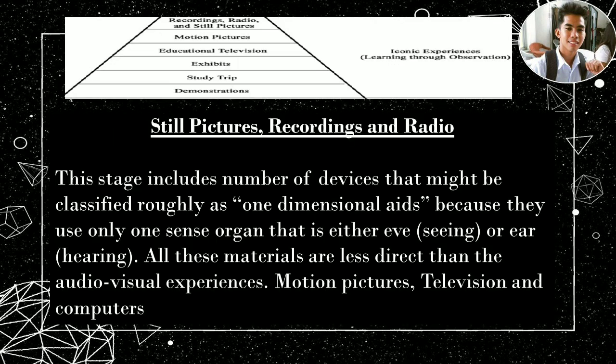Still pictures, radio, and recordings. This stage includes a number of devices that might be classified roughly as one-dimensional because they use only one sense organ, that is either the eye or the ear. These materials are less direct than the audiovisual experiences.